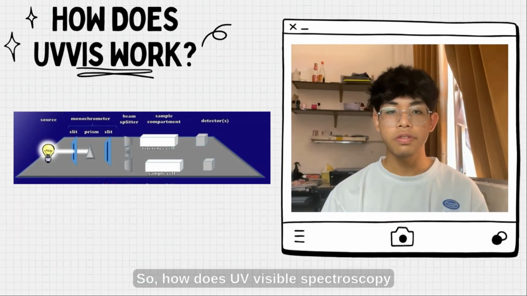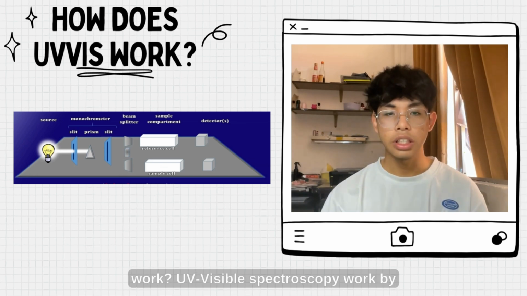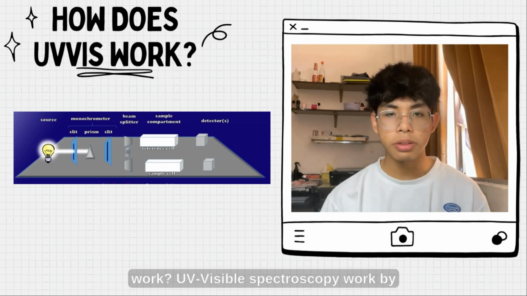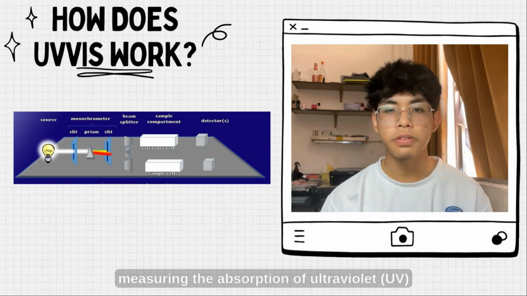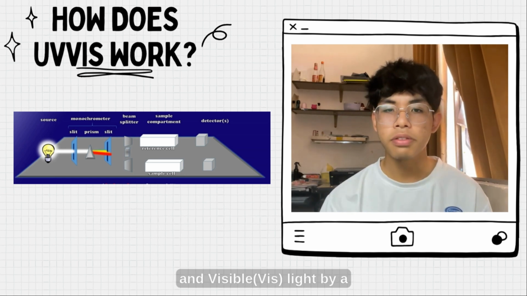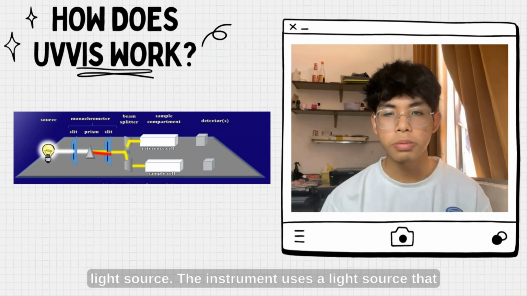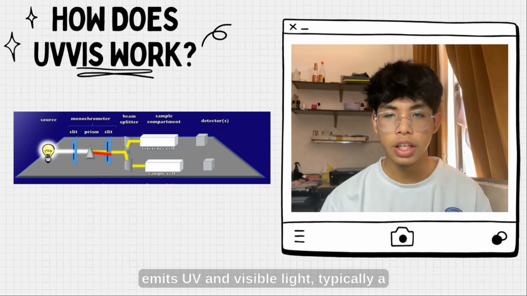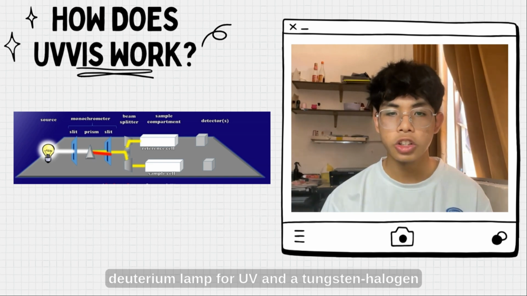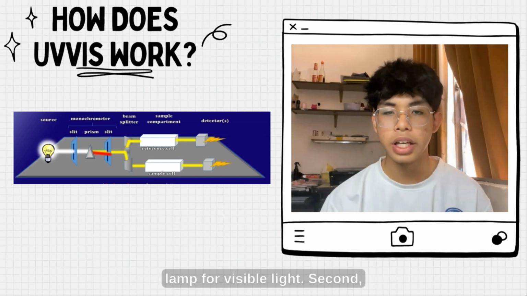So, how does UV visible spectroscopy work? UV visible spectroscopy works by measuring the absorption of ultraviolet, UV, and visible, Vis, light by a sample. Here's a breakdown of the process. First, light source. The instrument uses a light source that emits UV and visible light, typically a deuterium lamp for UV and a tungsten halogen lamp for visible light.